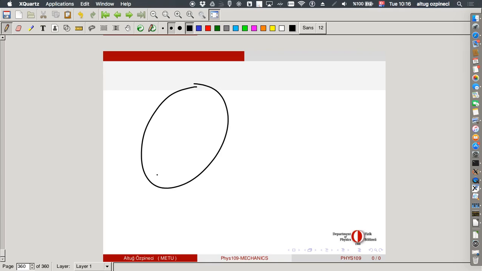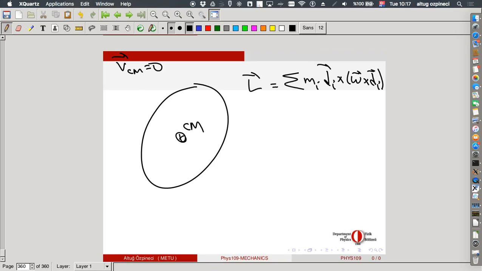Now we have this object. Let's say this is the center of mass. It is rotating around an axis passing through the center of mass. And let's say that the center of mass is at rest, so the translational velocity is equal to 0. So L will be nothing but mi di cross omega cross di, but you can also just write it as mi di cross vi. This and this, they are just the same.